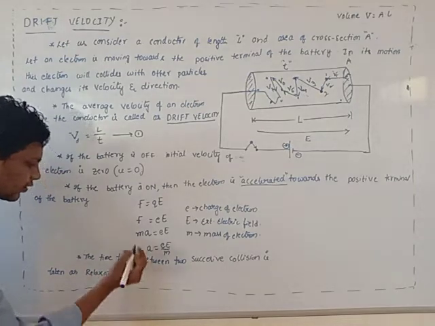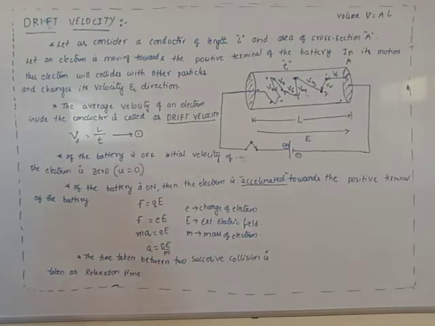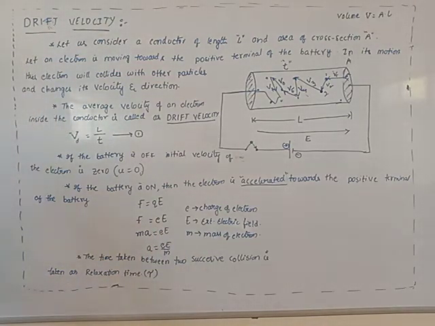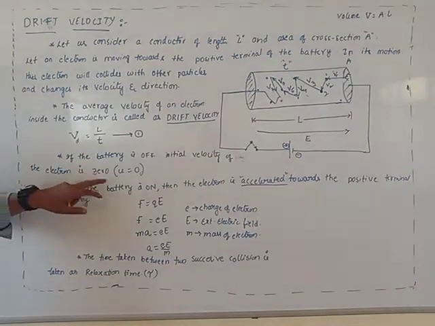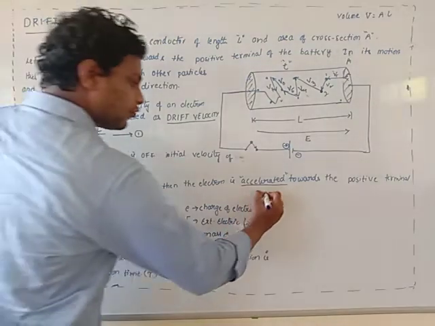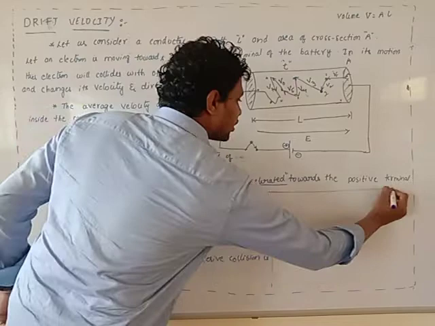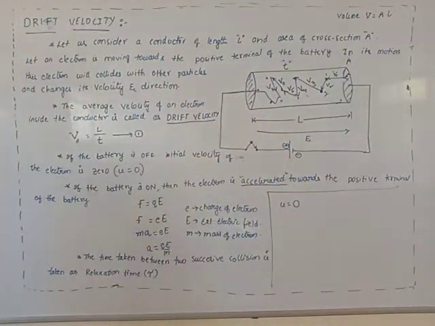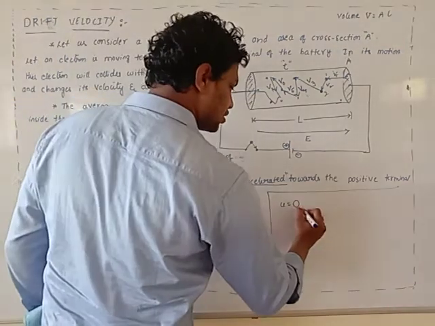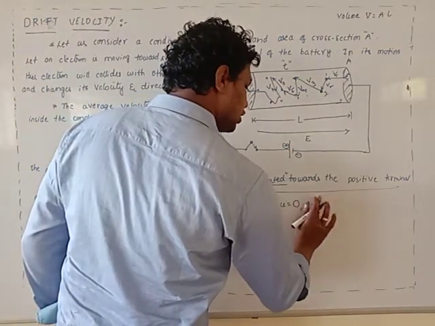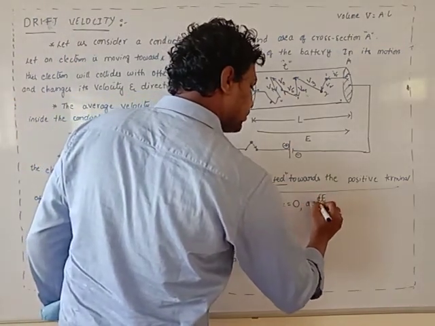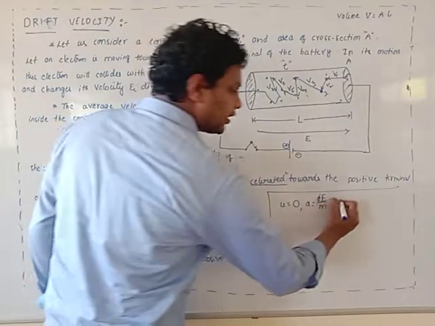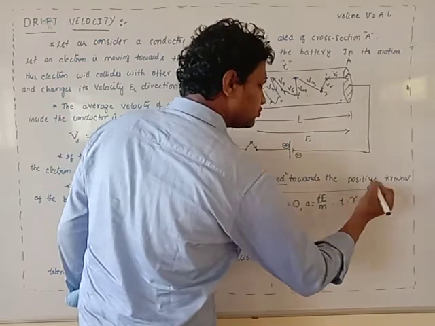That is taken as relaxation time. The relaxation time I will consider as tau. Now write all these points here. For example, initial velocity u is equal to 0, and acceleration a is equal to capital E by m. Now relaxation time I will take as t is equal to tau.